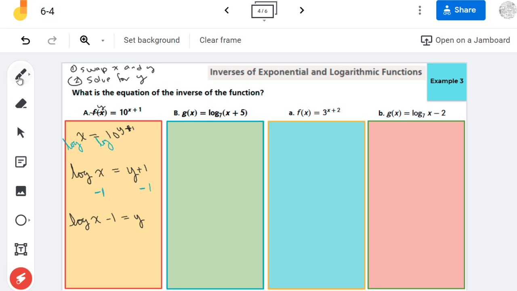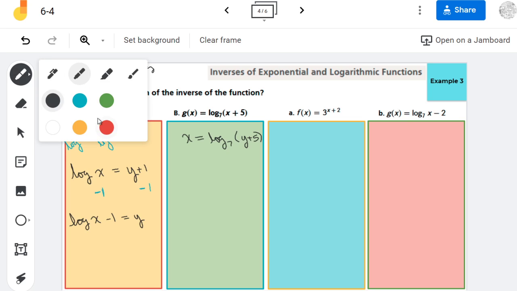So now let's try it for part B. So my first step is to swap my x and y's. So I get that x is equal to the log base 7 of y plus 5. Now in order to get rid of a logarithm, remember I have to exponentiate. I'm going to write that word down here.